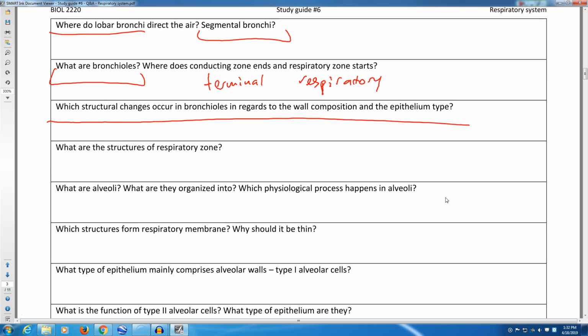Structural changes: less cartilage, more connective tissue, more smooth muscle. Structures of the respiratory zone: respiratory bronchiole, alveolar duct, alveolar sac, alveoli.